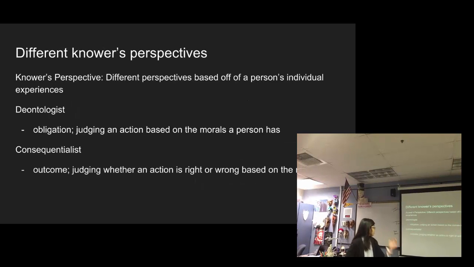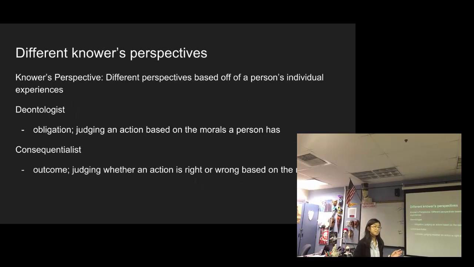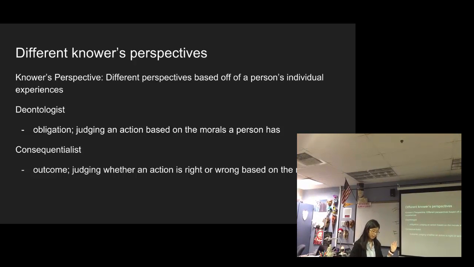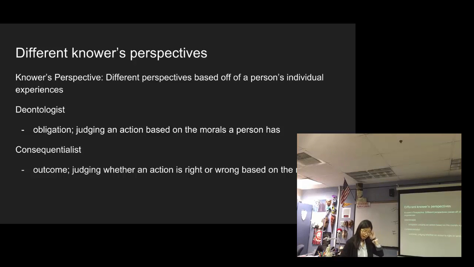Okay. So some different knowers' perspectives on this event. A knower's perspective is different ways of viewing an event or an action based off of personal experiences. So each individual person is a knower, and the way they think is a perspective. So there is deontologist, and one word to remember this is obligation, and they judge an action based off of the morals or ethics that they have. And for consequentialist, a word to remember is outcome, and they judge whether an action is right or wrong based off of the net gain that happens.